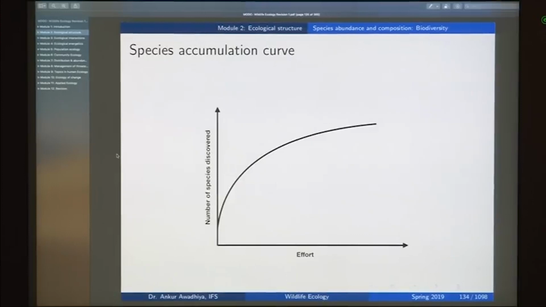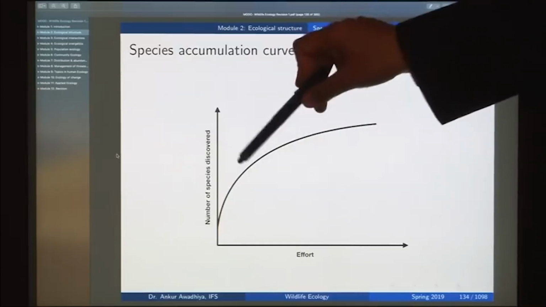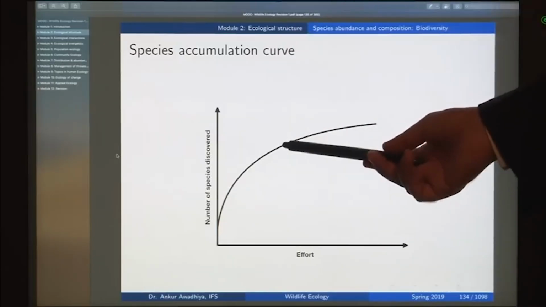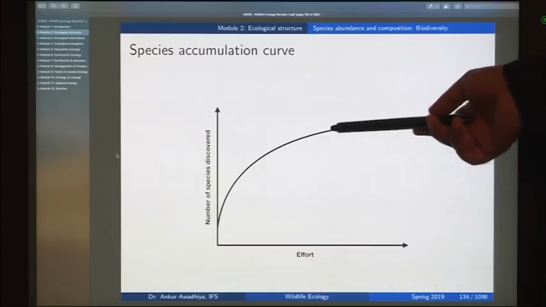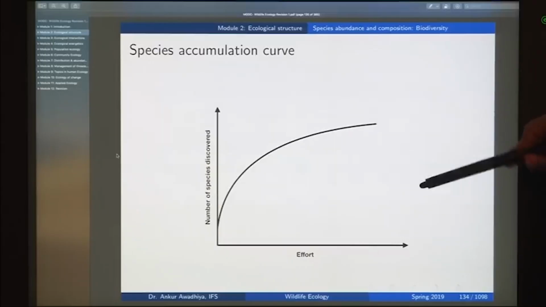Then we talked about the species accumulation curve. In this case the total number of species that you have discovered in any area goes on increasing with time, but after a while it will start becoming flatter, and we will say that this is the total number of species that we have in our particular area.